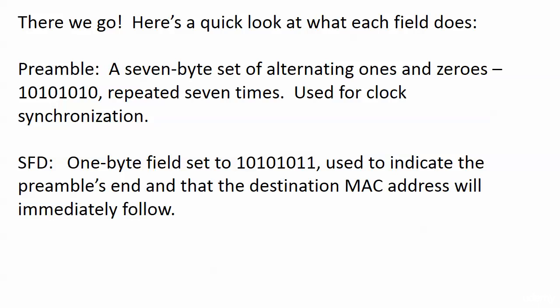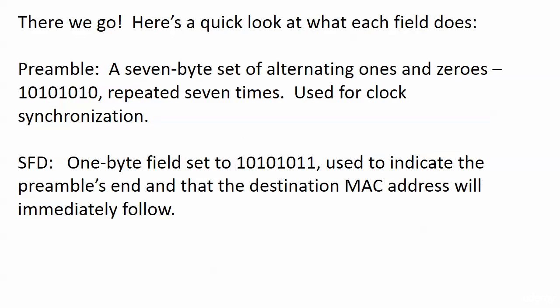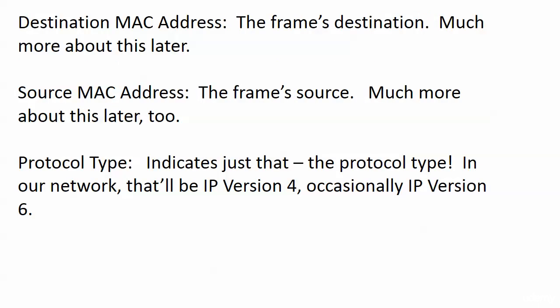Now that SFD, the start frame delimiter, sounds really complicated, but it's not. It's a 1-byte field, and it's almost set identically to any of the bytes from the preamble, except it ends in a 1. It's 10101011, and the SFD's sole purpose is to indicate the preamble is ending, and the destination MAC address is about to follow. And it does. There's the destination MAC address, the frame's destination. Much more about that coming up in the next couple of sections, as with the source MAC address.